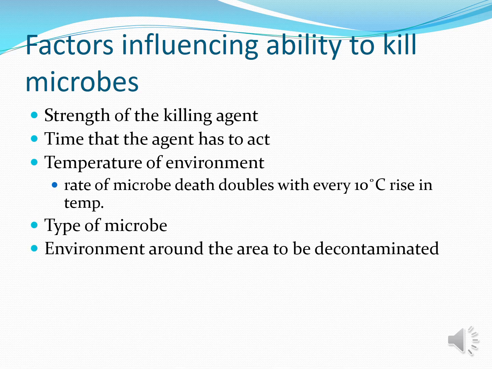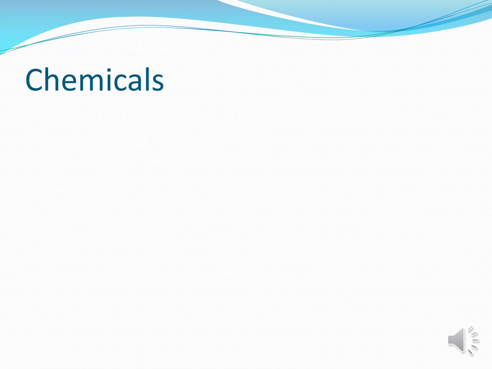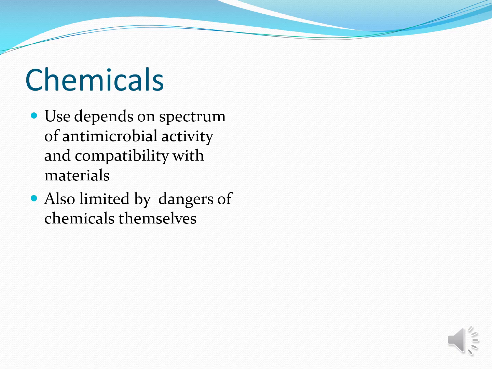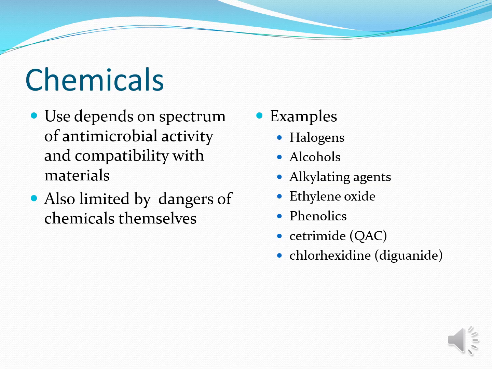The factors influencing the ability to kill microbes: first is the strength of the killing agent, the time for the agent to act, the temperature, the type of microbe, and the environment around the area to be decontaminated. So chemicals: it depends upon the spectrum of the antimicrobial activity and the compatibility with the material. It's also limited by the danger of the chemical itself. So examples are halogens, alcohols, alkylating agents, ethylene oxide, phenolics, cetrimide and chlorhexidine.